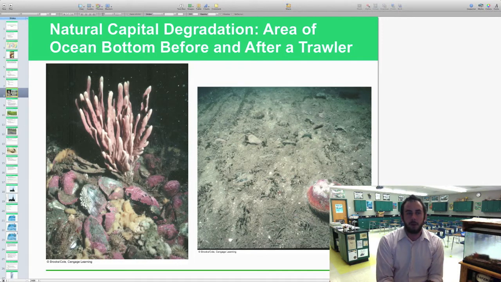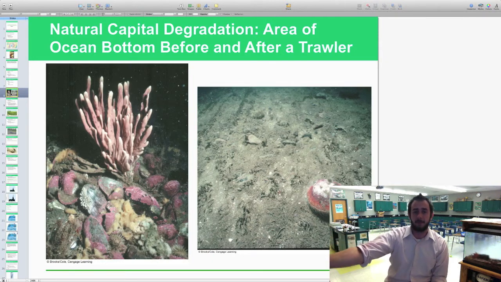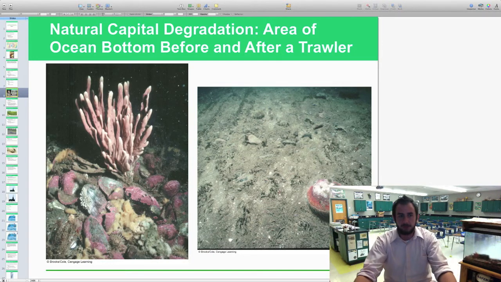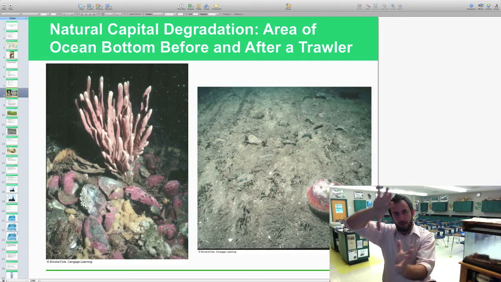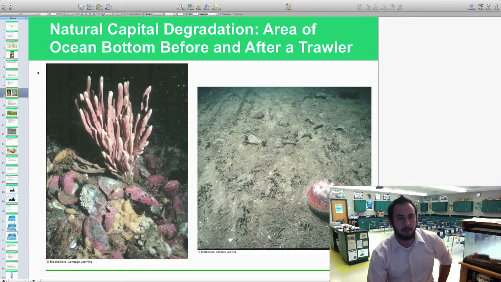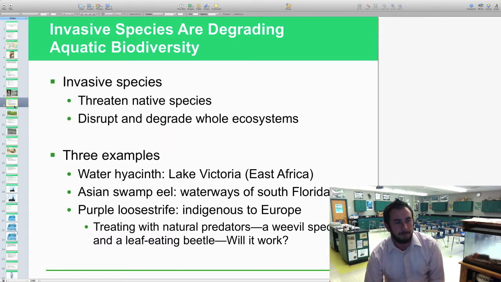This is just a quick look at a before and after picture of a bottom trawler. The trawl nets have weights on the bottom of them that bring them all the way down to the ocean bottom, and that way you're getting everything in that water column. What happens is they're coming along, scraping all the coral and the things on the bottom that have made their home there, and just really destroying them, which is again a problem because a lot of diversity happens at the bottom of the marine ecosystem.